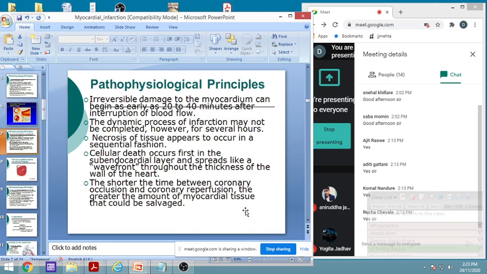Irreversible damage to the myocardium can begin as early as 20 to 40 minutes after interruption of blood flow. The dynamic process of infarction may not be completed for several hours. The necrosis of tissue appears to occur in a sequential fashion. Cellular death occurs first in the subendocardial layer, then it spreads like a wavefront throughout the thickness of the wall of the heart. The shorter the time between the coronary occlusion and coronary reperfusion, the greater is the amount of myocardium saved.